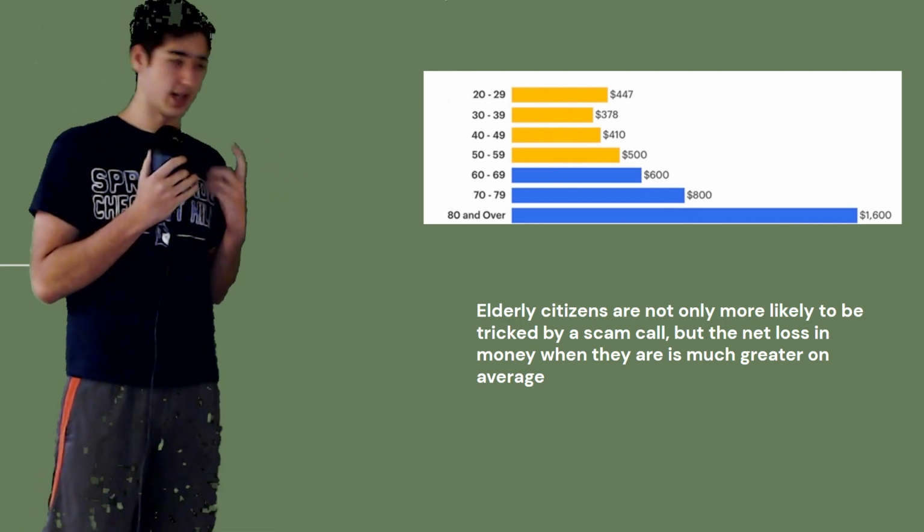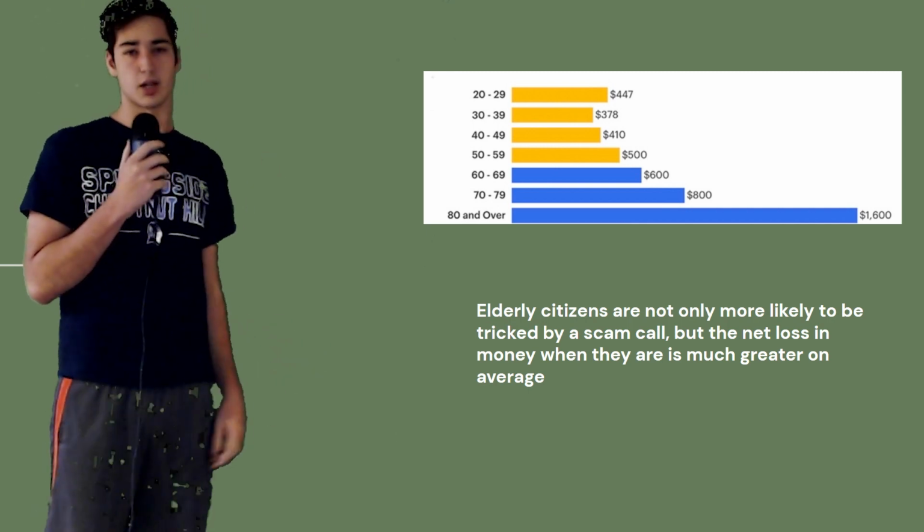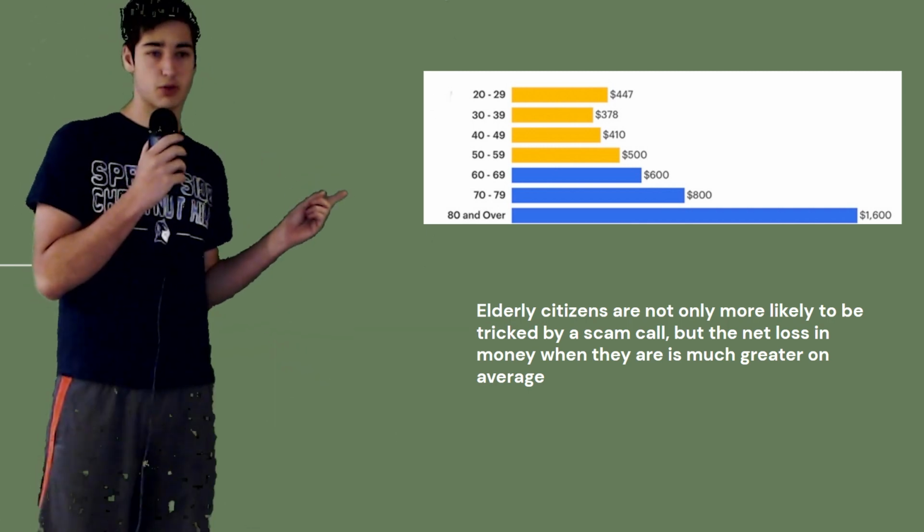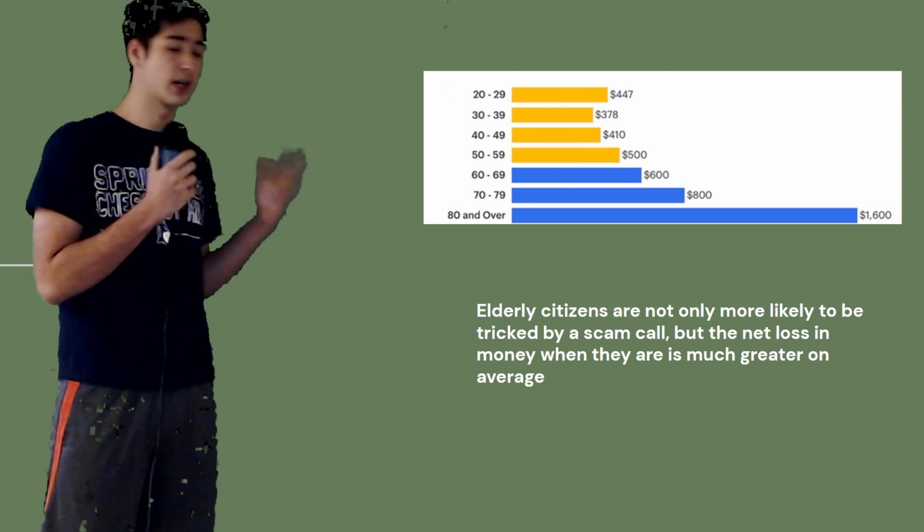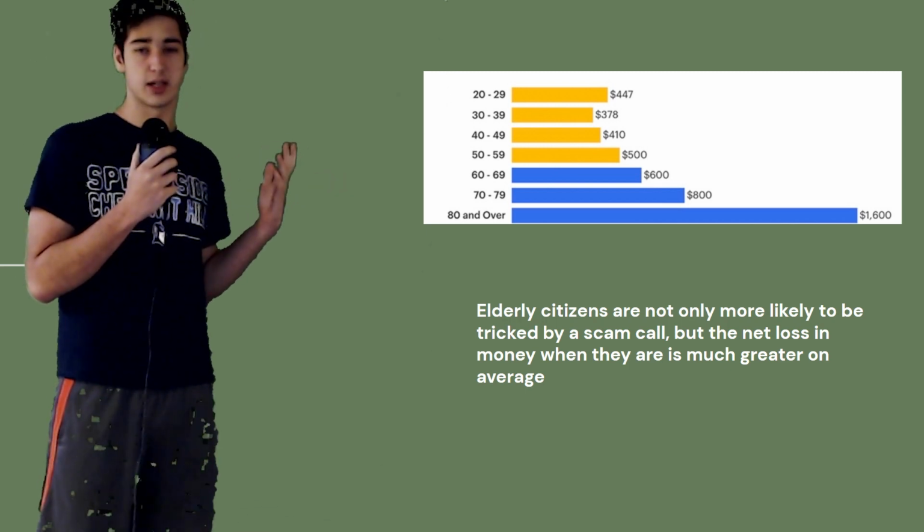Half of the website I made sure to gear towards the elderly folk, as they are targeted and need help the most. Also, as this graph shows, not only are they targeted the most, but when they are targeted, the net loss of money is on average greater.